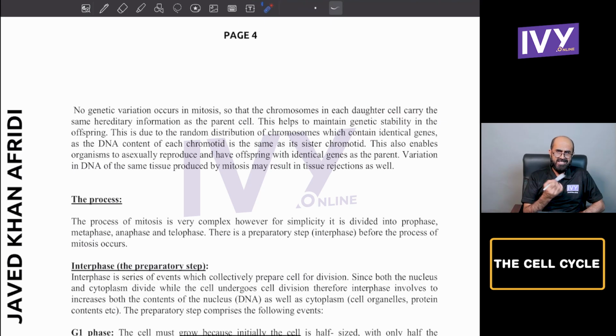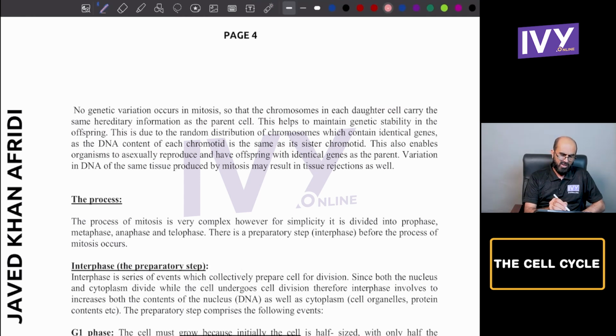But meiosis is another type of cell division, another type of nuclear division, which maintains genetic variation, because in meiosis variation occurs, but in mitosis there's no variation. Now, it is maintained in the offspring. This is due to the random distribution of chromosomes which contain identical genes, as the DNA content of each chromatid is the same as its sister chromatid.